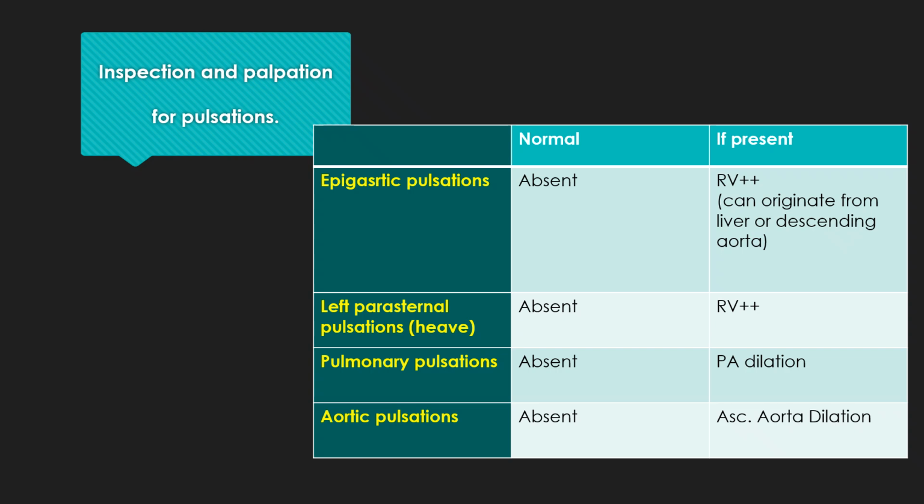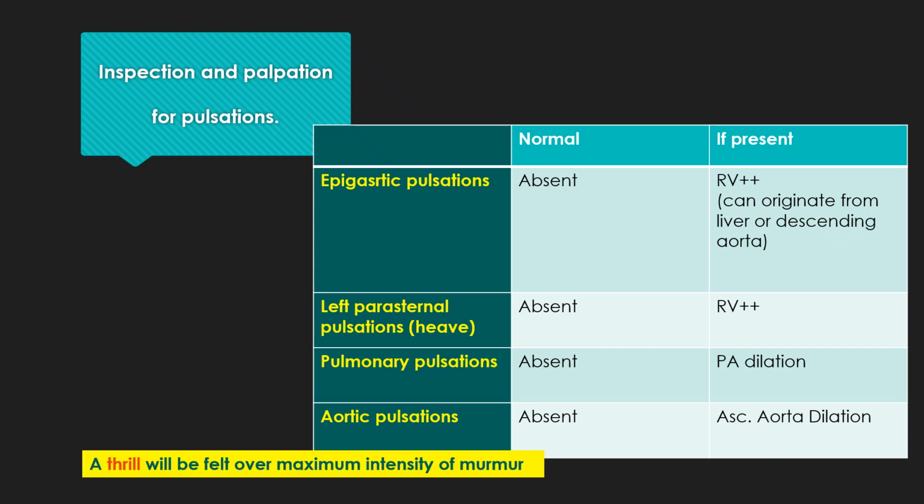Usually, no pulsations should be felt at these areas. Presence of epigastric pulsation can denote right ventricular enlargement. Presence of left parasternal pulsations or heave denotes right ventricular enlargement. Also, presence of pulmonary or aortic pulsations indicates dilatation of the underlying vessel. At these areas, a palpable thrill can be felt, which will be over the maximum intensity of a turbulence of blood flow.